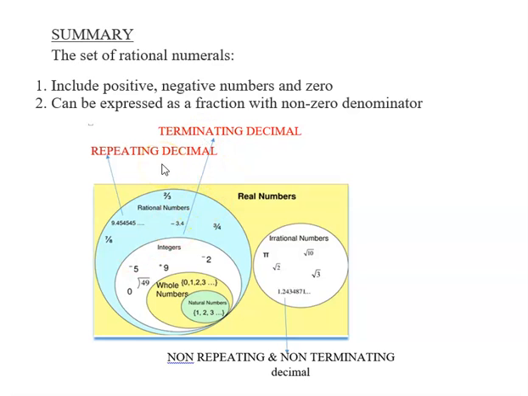A rational number is a number that can be expressed in the form of a fraction or ratio. It may be a positive number, a negative number, or a 0. If that fraction has a non-zero denominator, then you can say that fraction is a rational number. If you divide, the result should be a terminating decimal or a repeating decimal. Only then can you say that fraction is a rational number. If you get a non-terminating or non-repeating decimal, then that fraction is an irrational number.